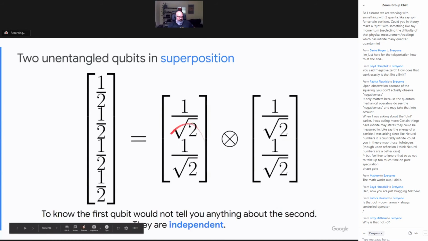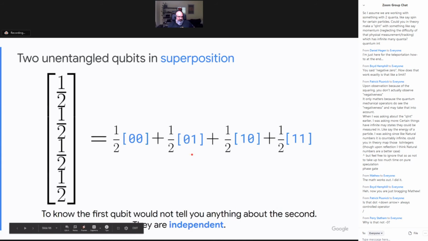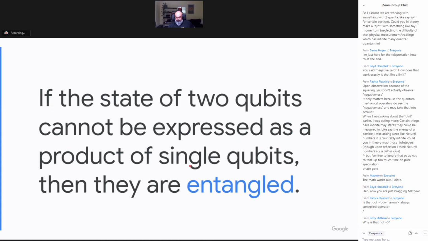If I observe this one and I see that it's a 0, what is the second one going to be? Well, if I know this is a 0, the second one could be a 1, or it could be a 0, because seeing this first qubit as a 0 is equally consistent with the second qubit being a 1. It's a way of saying that the states are independent of each other. This tensoring relation is a pretty elegant and straightforward way to represent this independence.